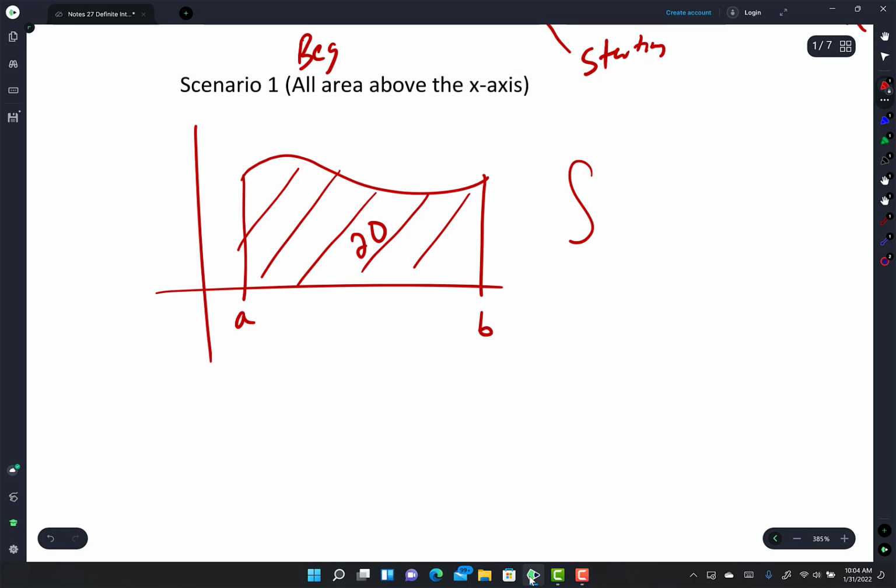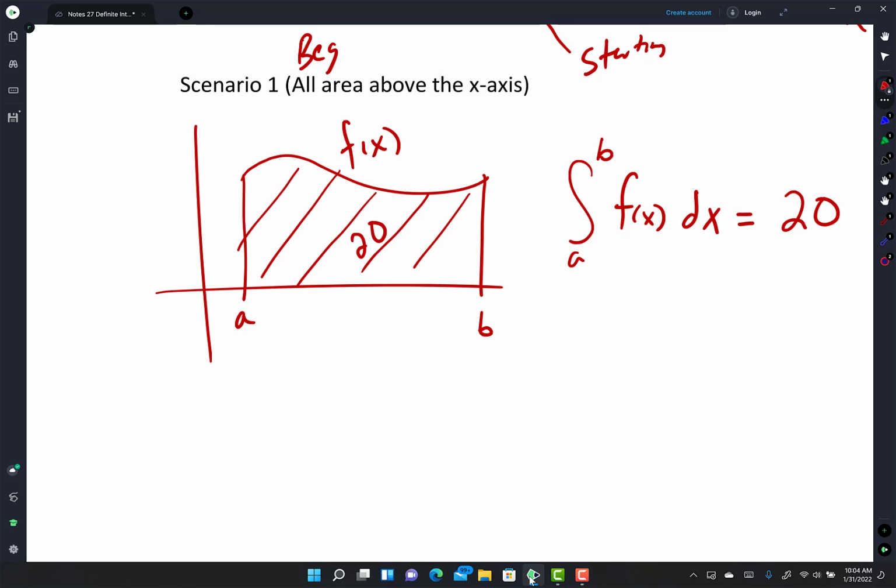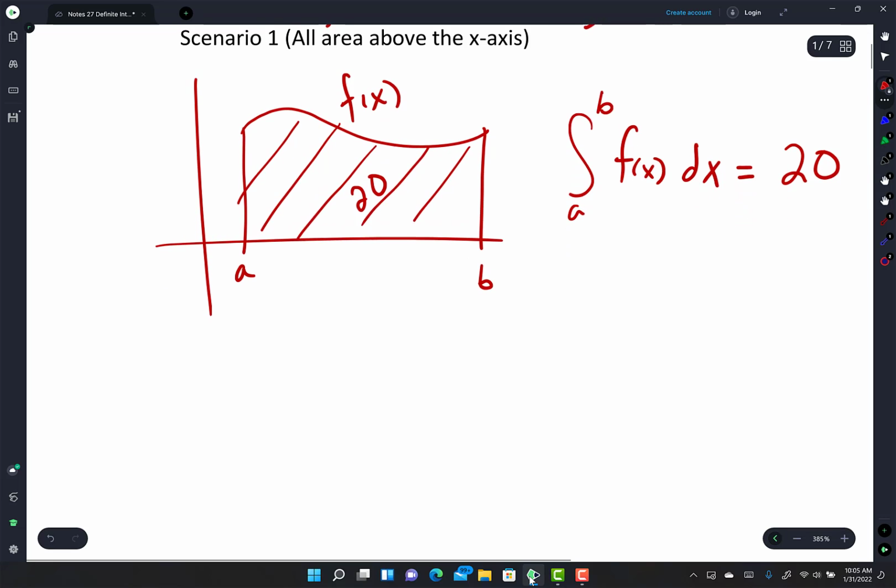So you would write area under the curve from A to B. You start and you stop. The lower one is the start, the upper one is the stop. Of this function, I've got to call it something, right? f of x, and then close it with a dx, is equal to 20. That's it. Nothing crazy. How do we feel? So that's scenario one, and it really is that simple.